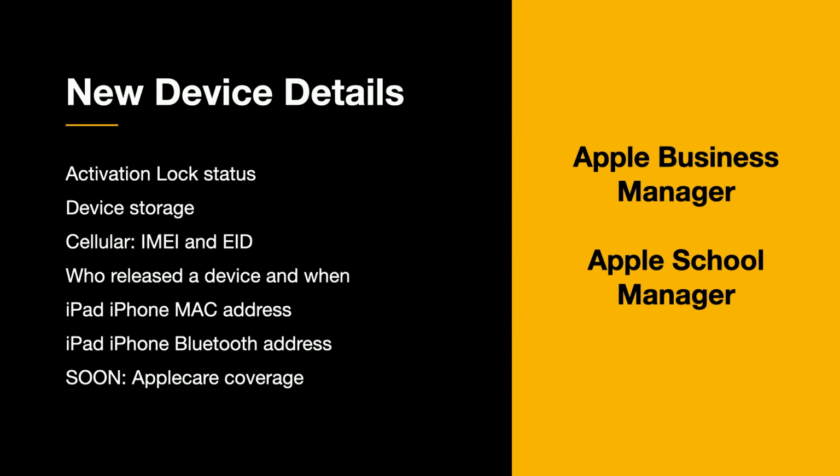iPad and iPhone MAC address, not Mac address, but iPhone and iPad MAC address, are now visible in Apple Business Manager and Apple School Manager. Same thing with Bluetooth address for iPad and Mac, but not Mac. And soon there'll be AppleCare coverage information. I don't know when, but at some magical day, you'll wake up, go into Apple Business Manager, and see that. I've got a screenshot on the next slide from my personal Apple Business Manager.